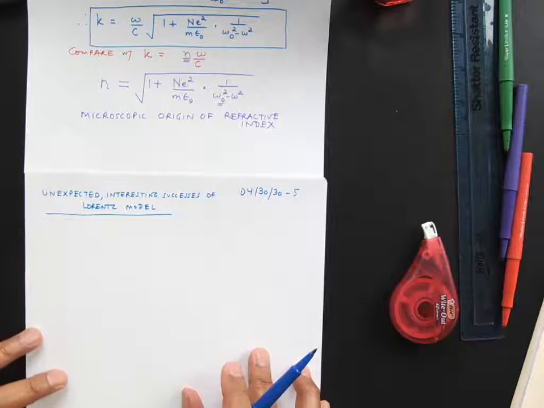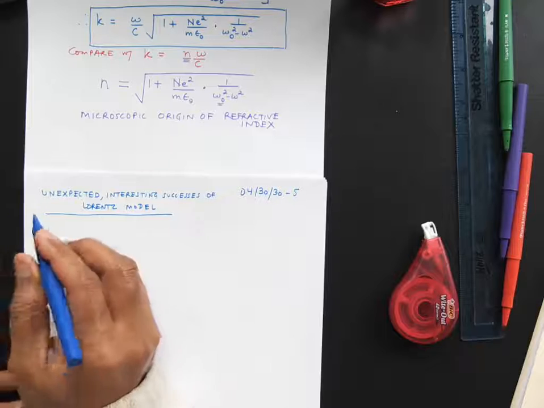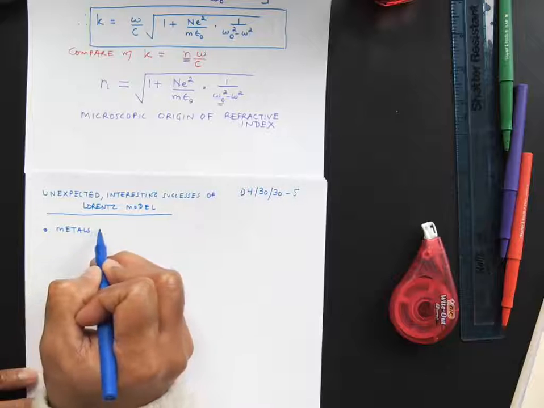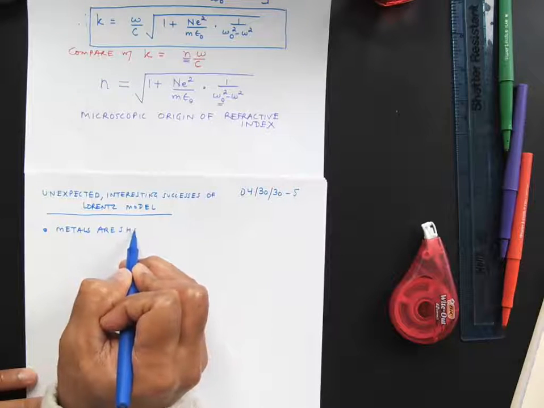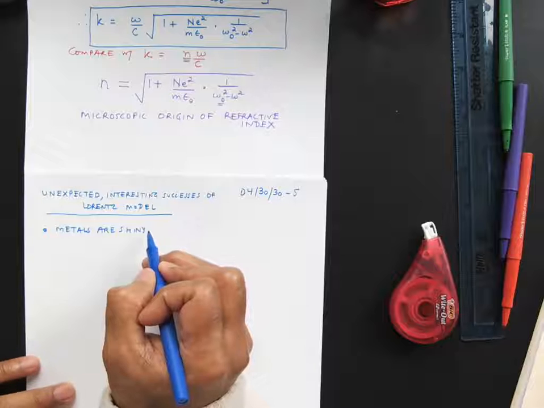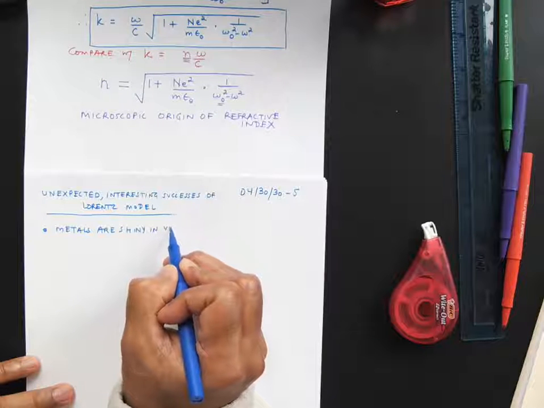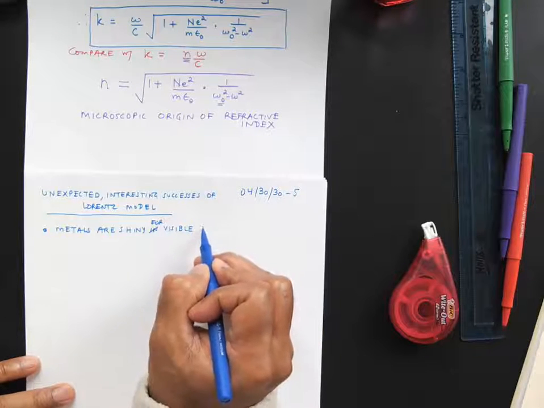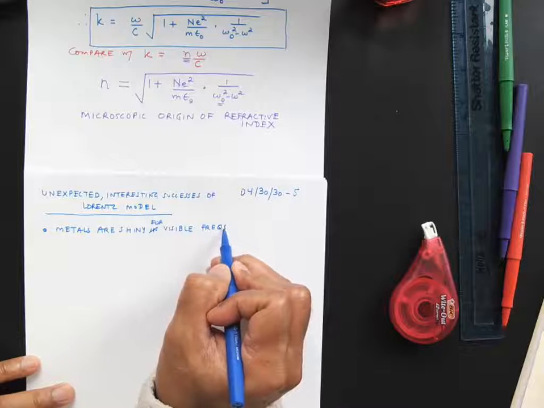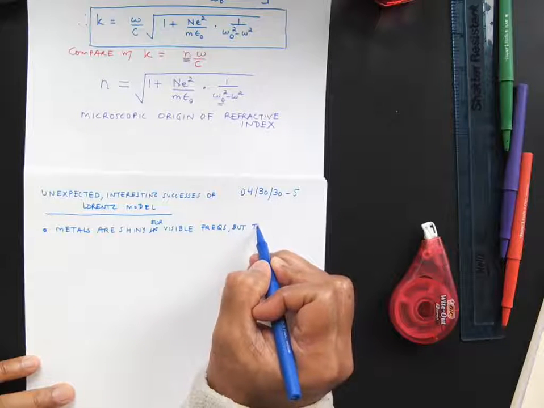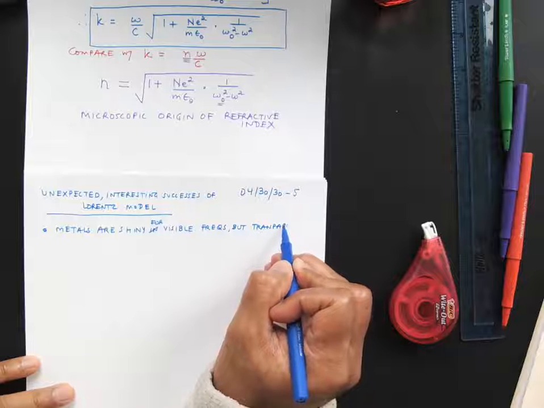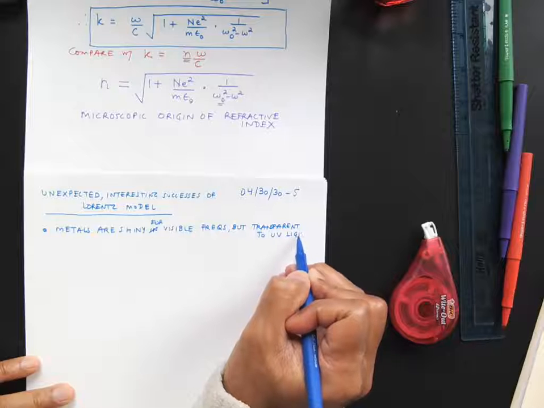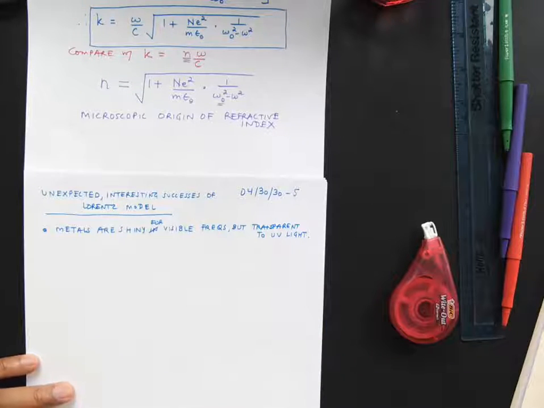And what are these? Well, the first thing is that we can now understand why metals are shiny for visible frequencies, but metals are transparent to UV. So we'll be able to see that.